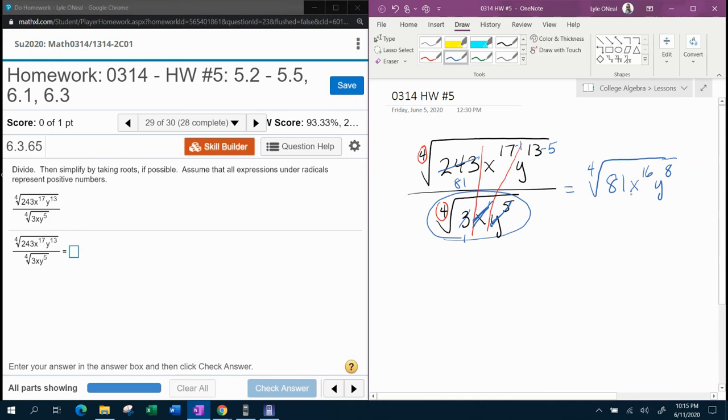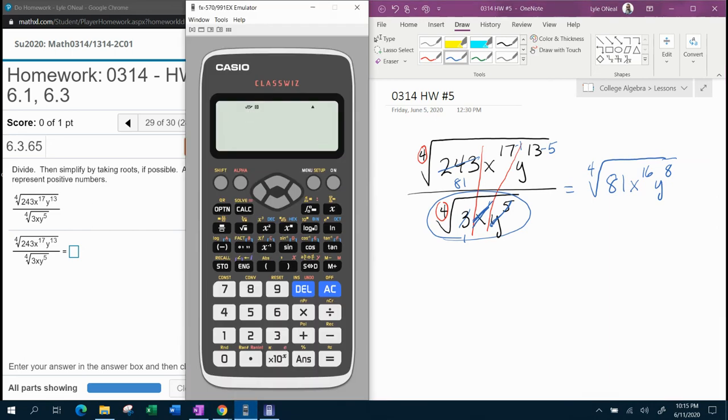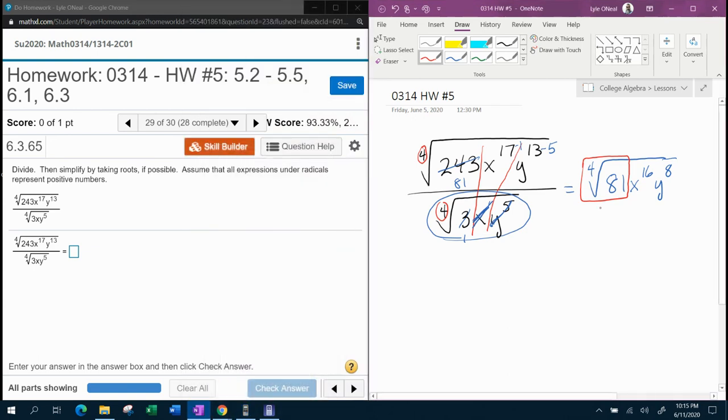Now I'm going to try to simplify this radical expression to lowest terms, using the handy-dandy calculator to see if I can take the 4th root of 81, okay? So to do a 4th root, that's going to be shift and the x to the anything button, and I'm going to fill in an index of 4 and a radicand of 81. Look at that. The 4th root of 81 is 3. It works out nicely. So that part is 3, okay?